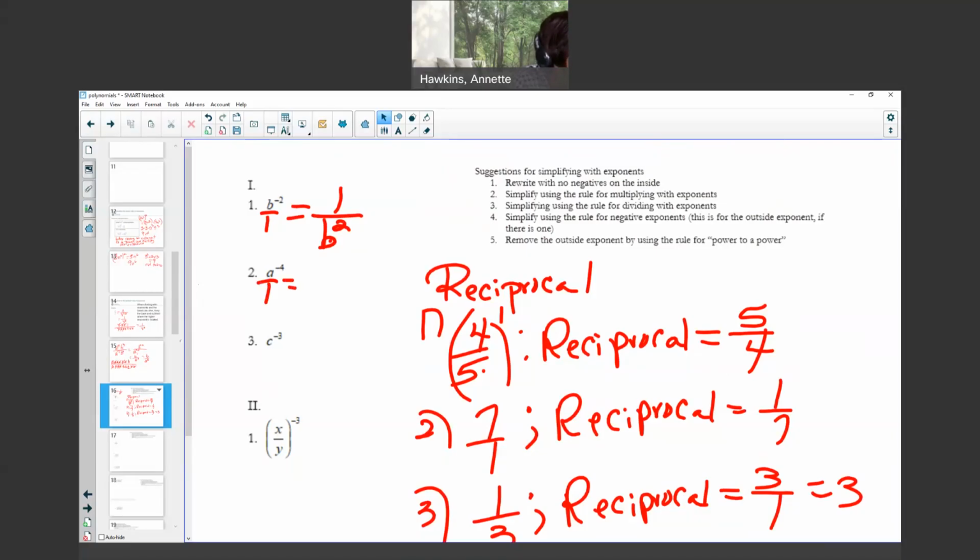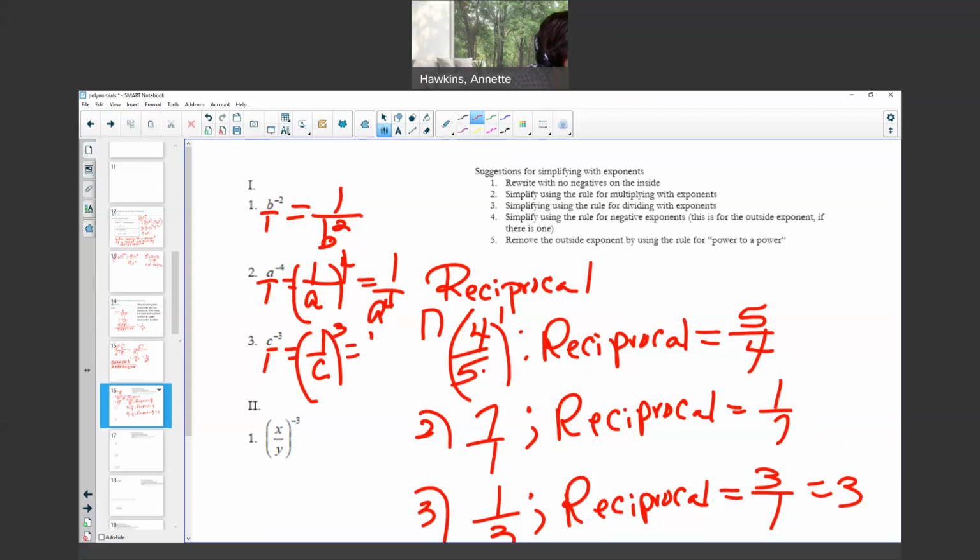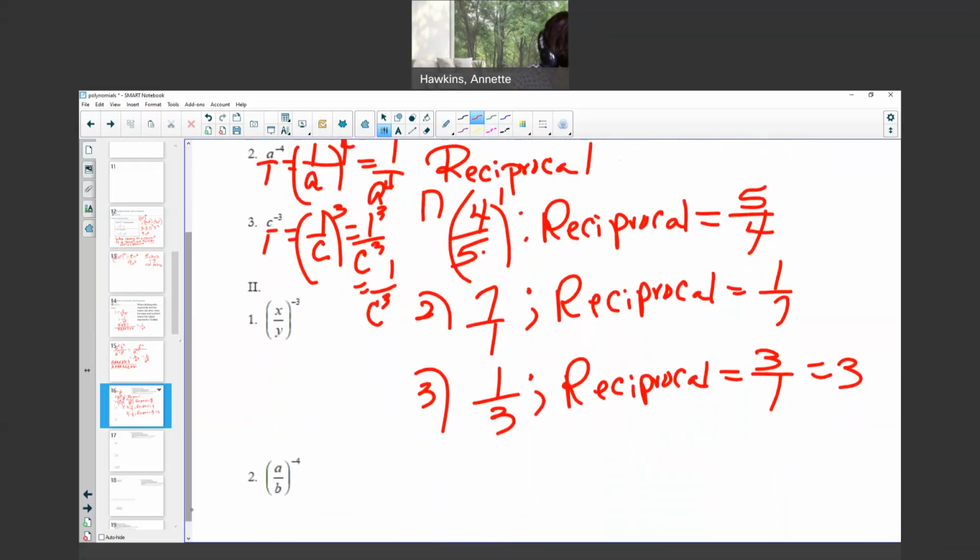And let's do it like this. This says the reciprocal of a over 1, which is 1 over a, and then the exponent is positive. Well, this is 1 over a to the 4th. This says the reciprocal of c, so this is 1 over c, and once I get the reciprocal, it's cubed. 1 cubed over c cubed, 1 over c cubed. Okay? Now, let's look at this.